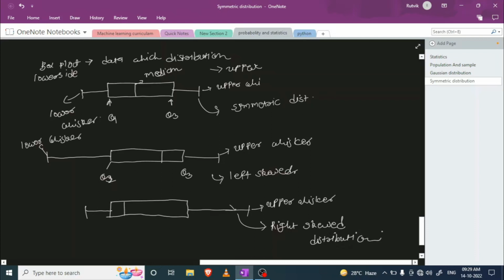So this is all about distribution. In this video we have learned how to plot symmetric distribution, what is the use of symmetric distribution, what are left skewed and right skewed distributions. We also learned how we can identify distribution using a box plot. So this is all about symmetric distribution, right?